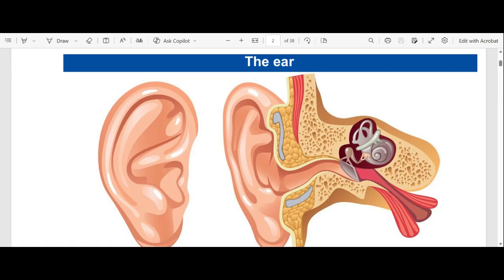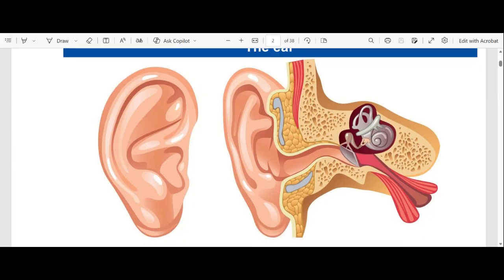So today we'll be doing the ear, right? Yesterday we did the eye. Today we'll be proceeding to the ear. Okay, let's just jump right into it without wasting any time.